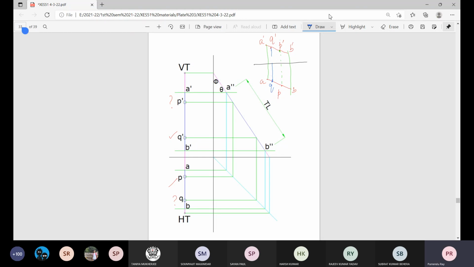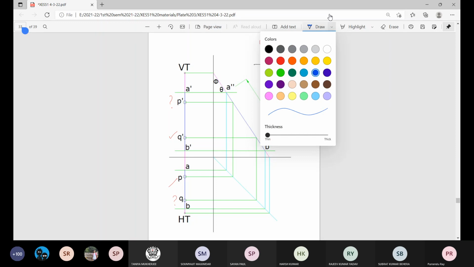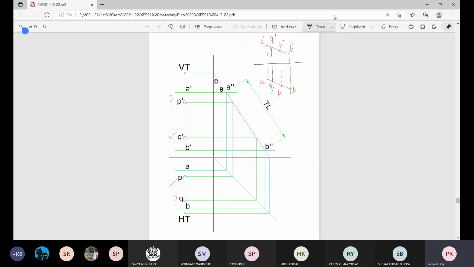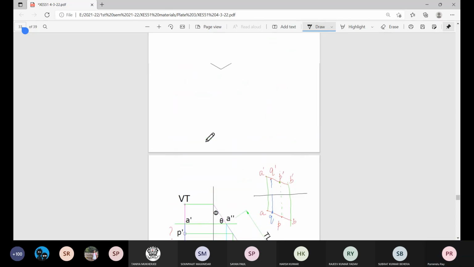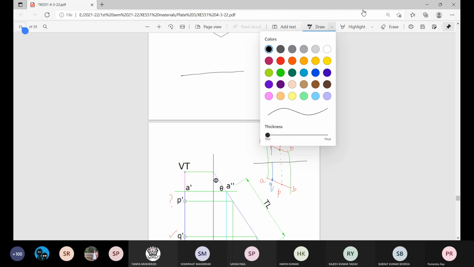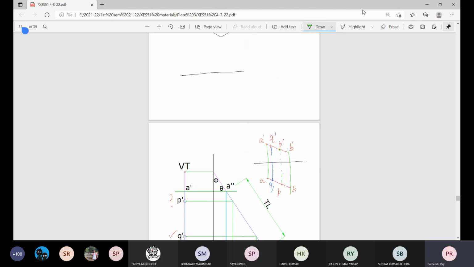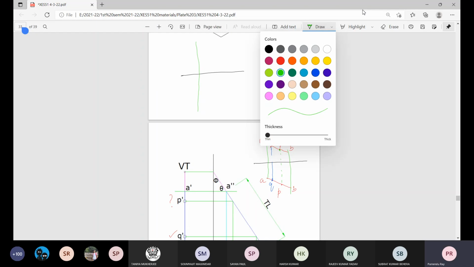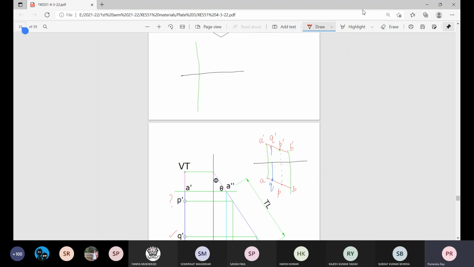But when we talk about this, sorry, we need some space. Suppose here. So when we have this ground line, this is the vertical projector, this is the straight line in elevation and in plane. Names are like this: A dash, B dash, and AB.